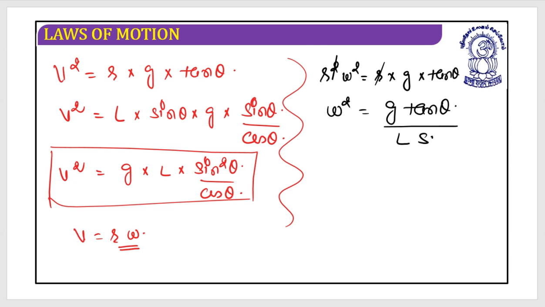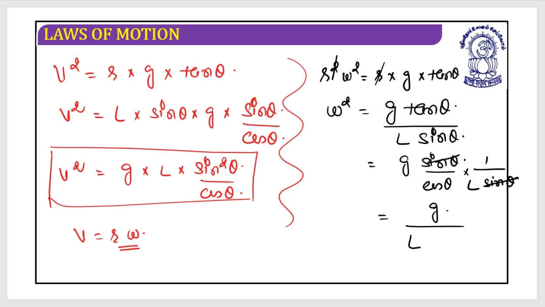the L sin theta that we have derived. So L sin theta, that could be written as g sin theta by cos theta into 1 by L sin theta. This has been gone, and this could be written as g by L cos theta. This is omega square.